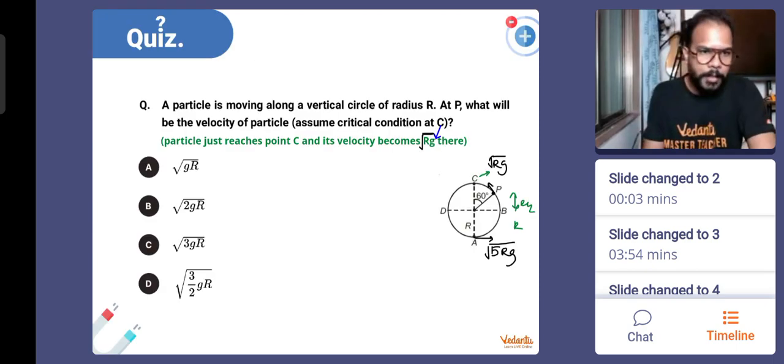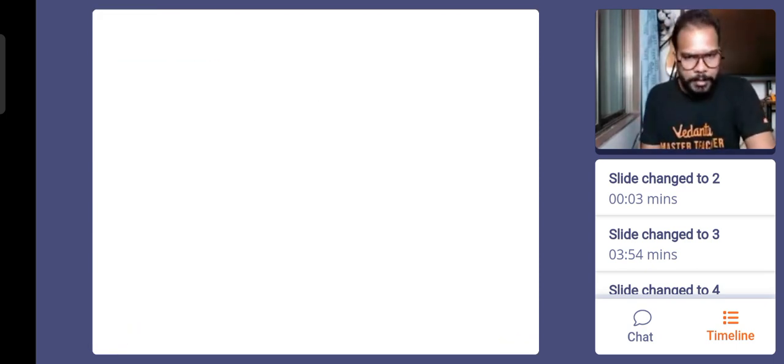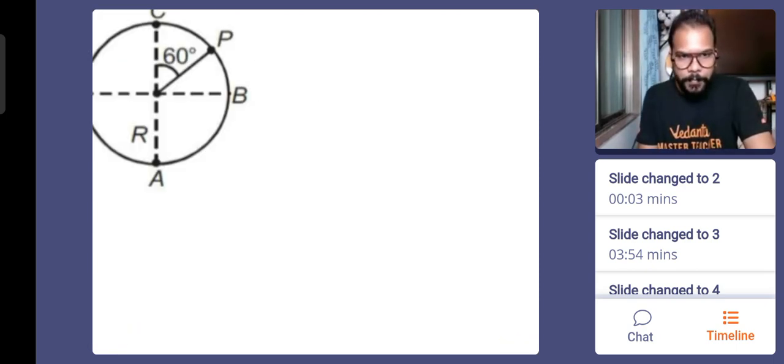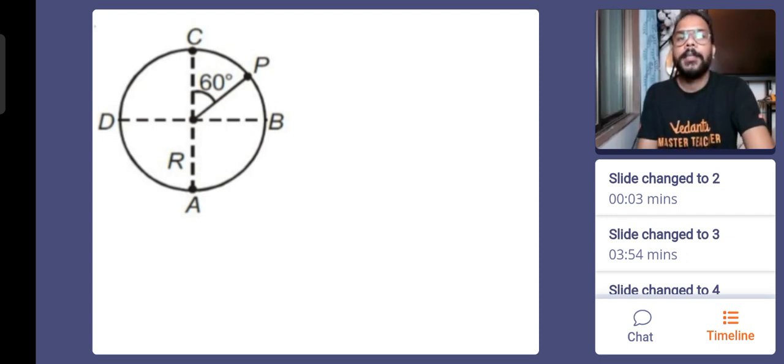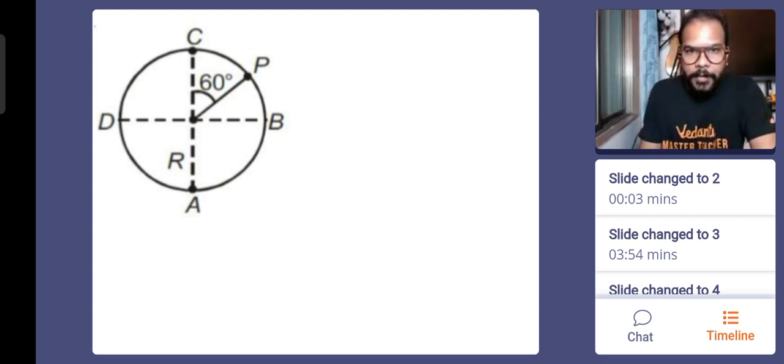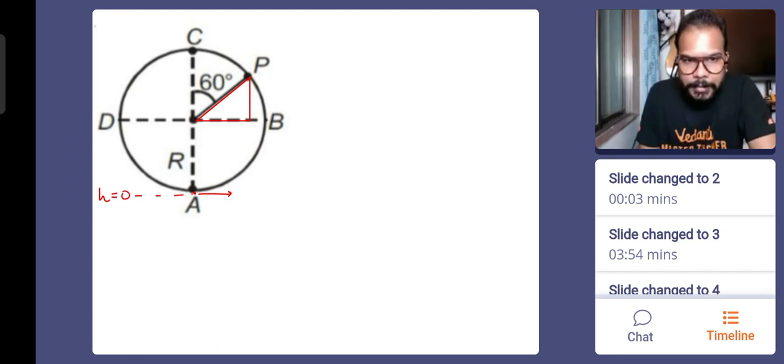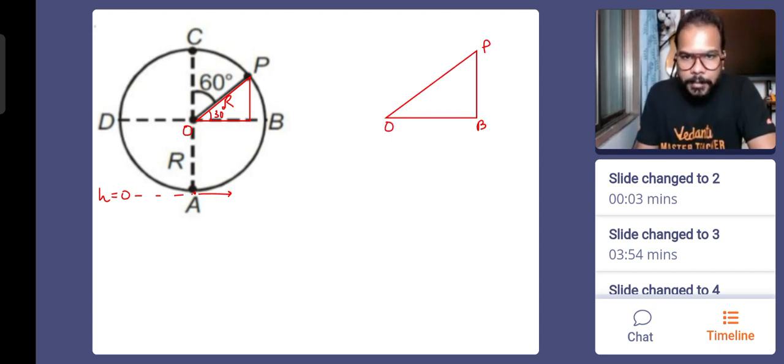I will take this diagram on a new slide and explain it. So pay attention, everyone. It's a real good question. Yes, critical condition means at the bottommost point under root 5 rg, at C under root rg. So at A we know the velocity. We are considering height to be zero. The only game is actually about this point P. So first focus on this point P. You see that this is point O and this is radius, capital R, and this angle is 30 degree. So I'm taking this triangle out. This is P, this is O, this is R, and this angle is 30 degree.